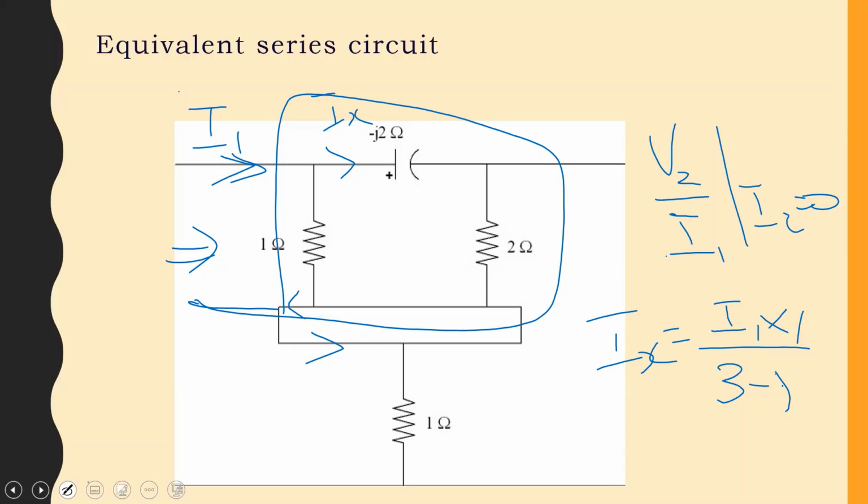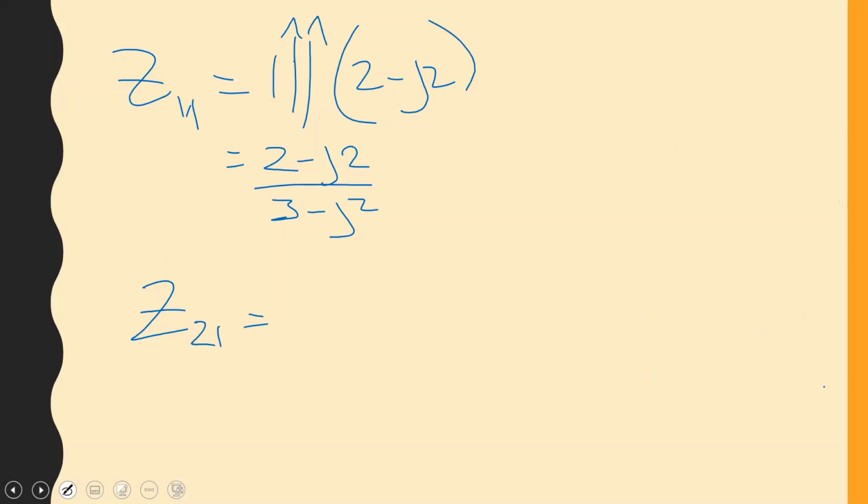So that's IX. So what is V2 equal to? 2 times IX. So it means therefore that Z21, which is 2IX, would be equal to 2 times I1 over 3 minus J2. Remember, I'm talking about Z21.